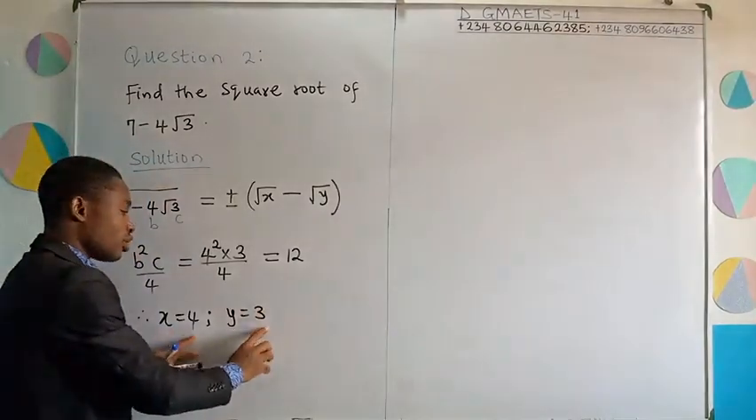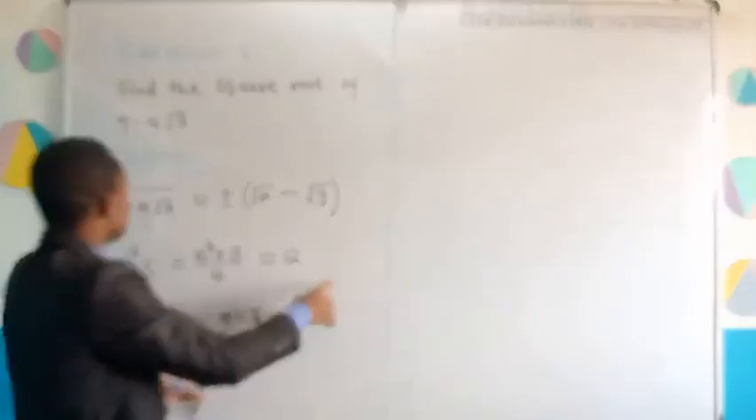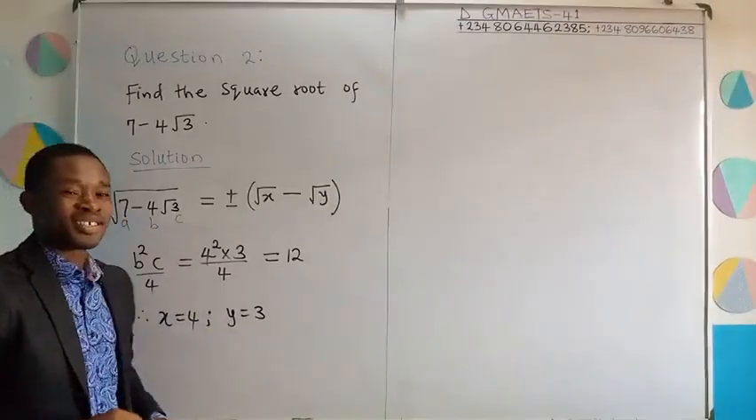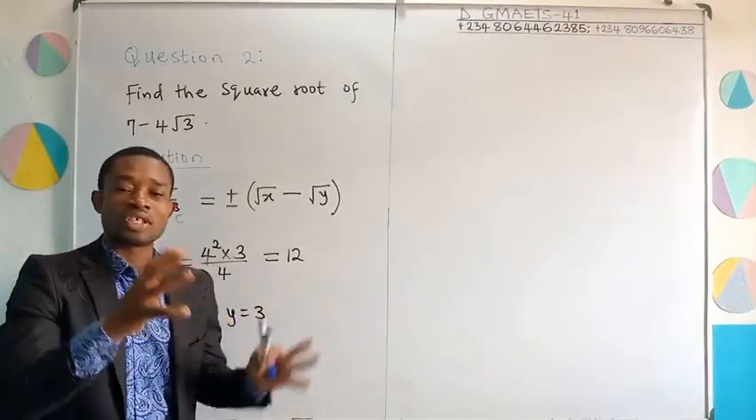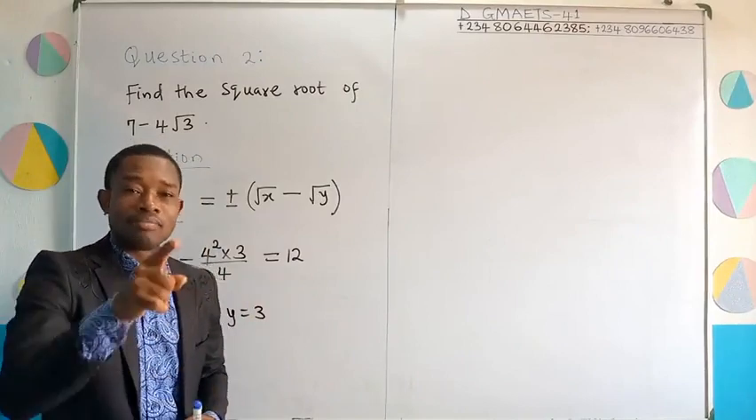These are the factors of 12, which must be equal to x and y. If you add them to give you 7, it must satisfy that condition that the addition of these factors of b squared times c over 4 must give you a.